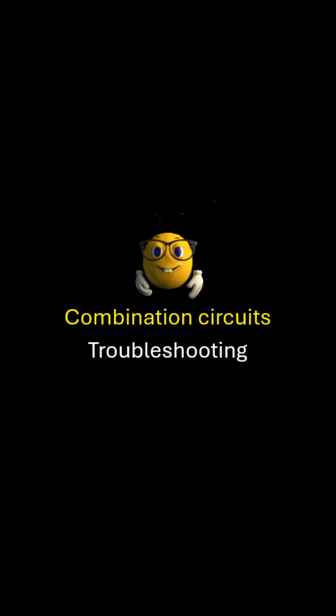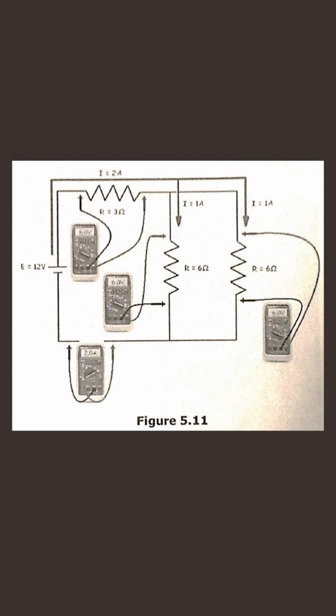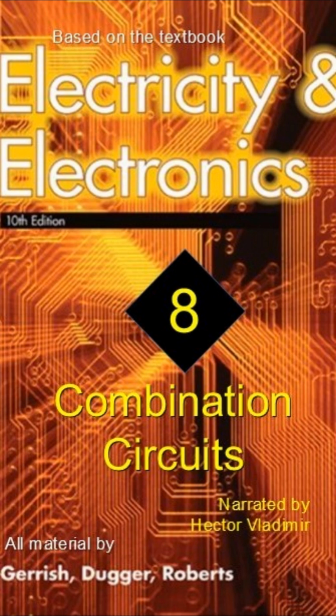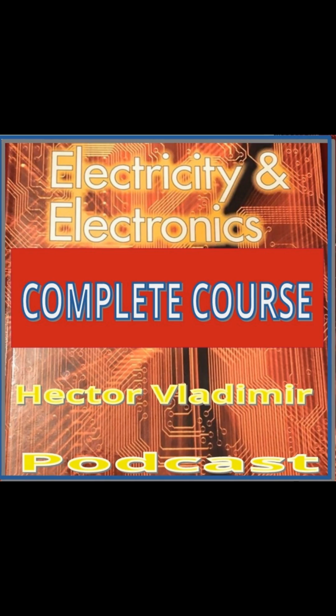Troubleshooting this type of circuit combination can be accomplished with either cold checks, resistance, or with live checks, voltage or current, depending on whether you are trying to isolate the circuit or the components. Figure 5.11. And this is the end of Chapters 6, 7, and 8 review: series, parallel, and combination circuits.